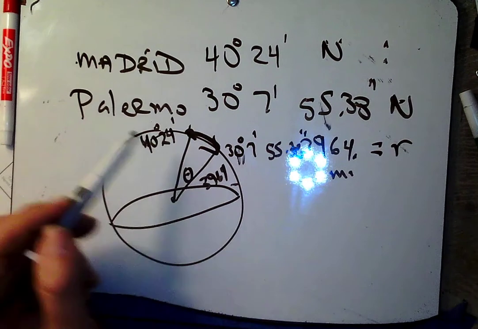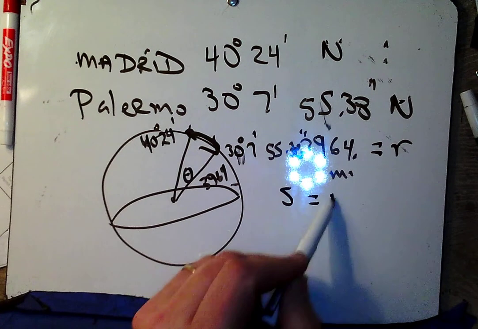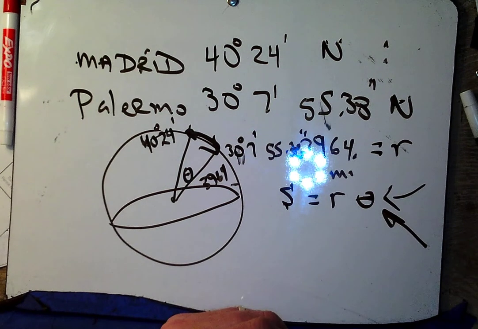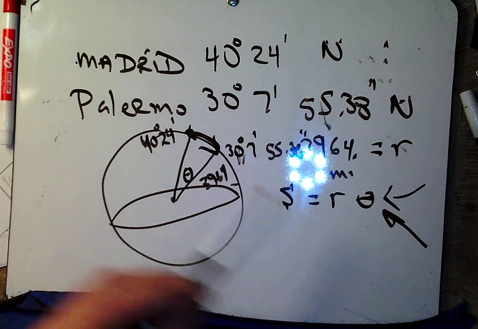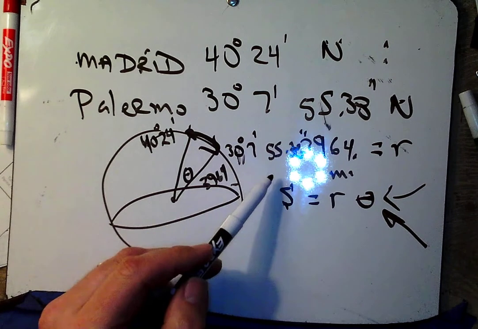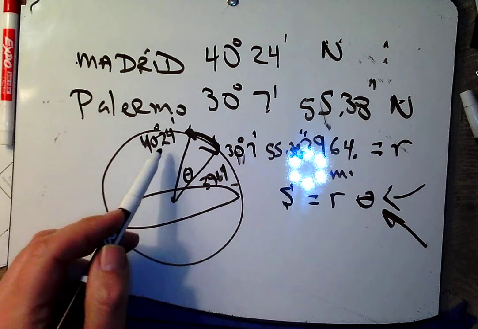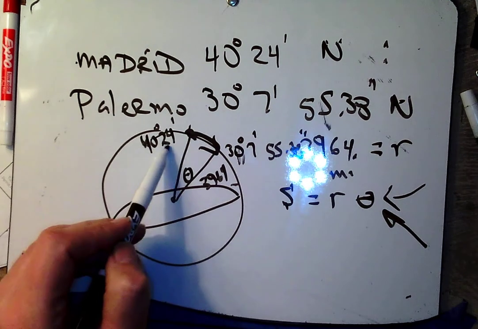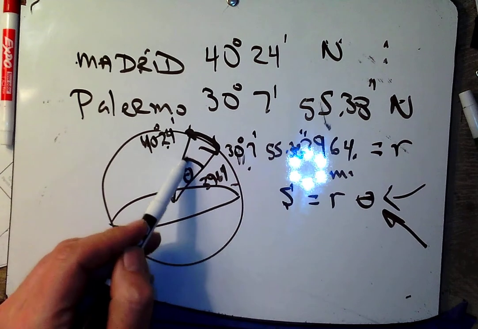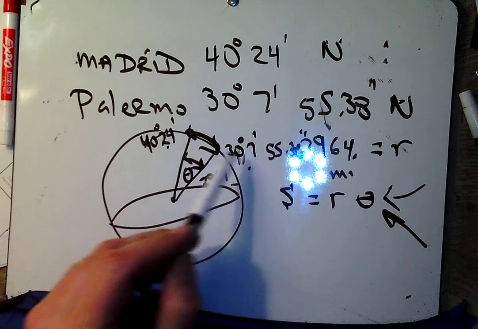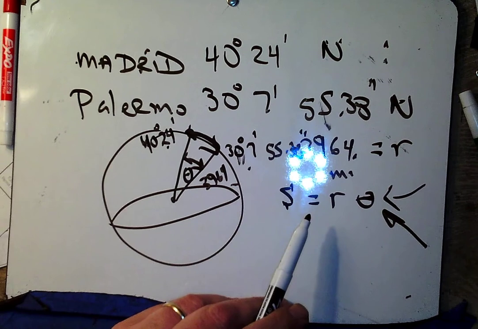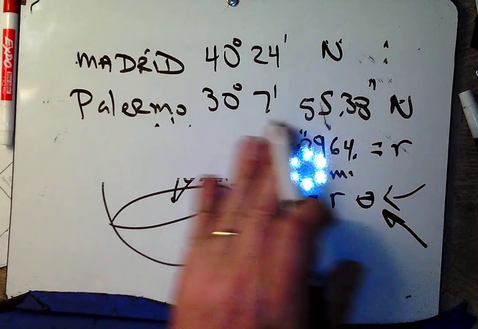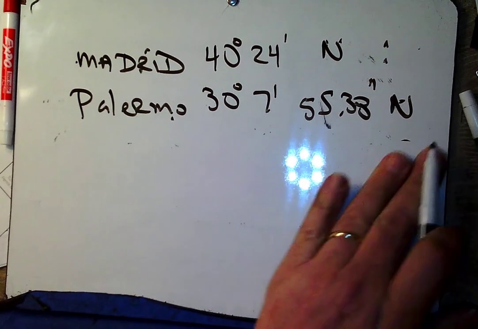Well, remember, we're doing an arc length problem, s equals r theta. And what has to be true about theta? Well, theta has to be in radians, and they're giving me degrees. So I'm going to have to convert these degrees to radians in order to use this formula. But I don't want this angle, and I don't want this angle. I want this one, which is the difference between these angles. Now, you're welcome to try and do the subtraction here, but I don't like carrying in base 60.